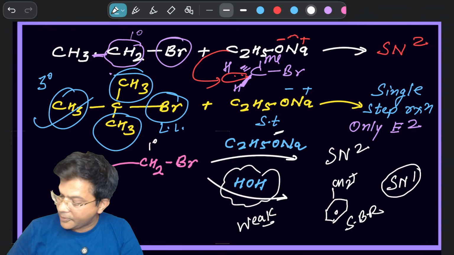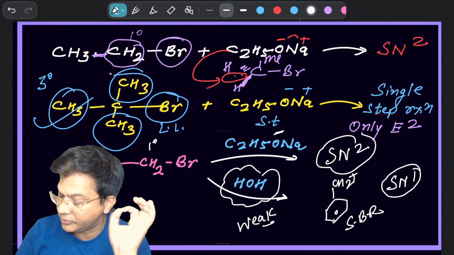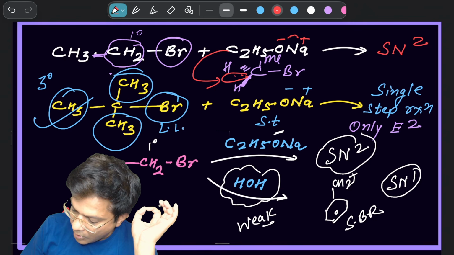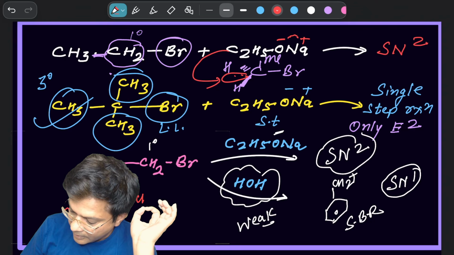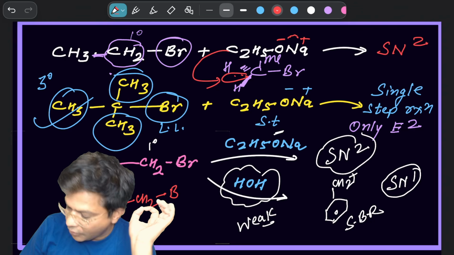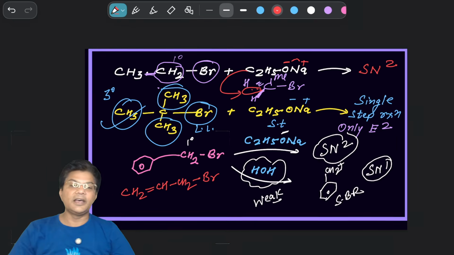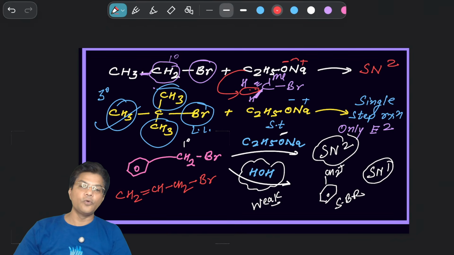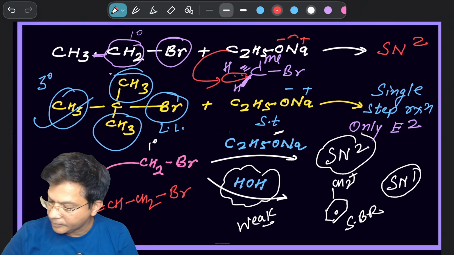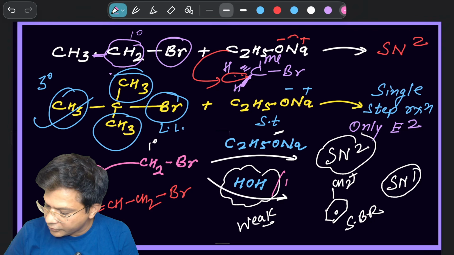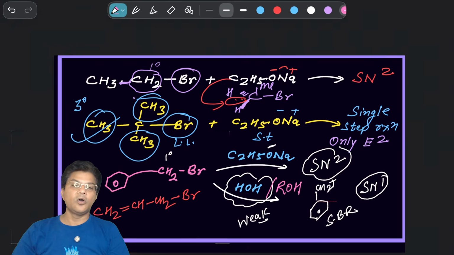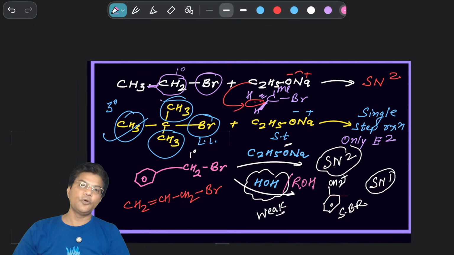So benzyl bromide as well as allyl bromide, the same happens. Whenever allyl or benzyl is given, remember that they can show both SN2 as well as SN1. It depends on the type of nucleophile. If in place of water by chance they have given alcohol ROH, then also the same reaction will take place with water or alcohol. It will show SN1 reaction. I hope this is clear.